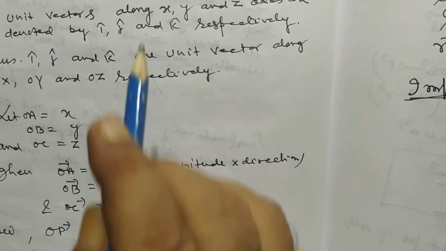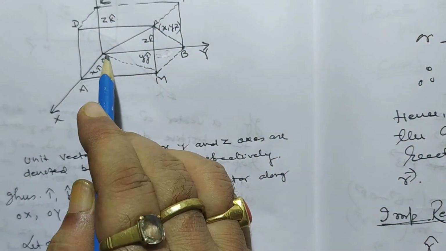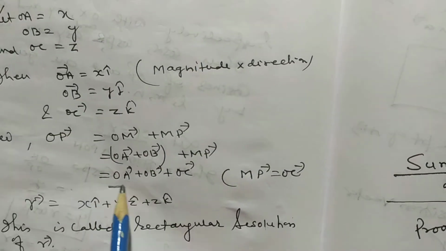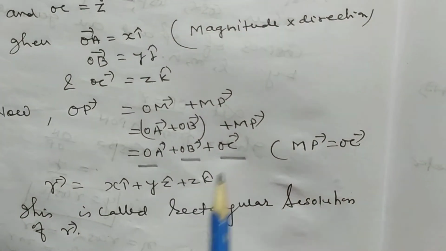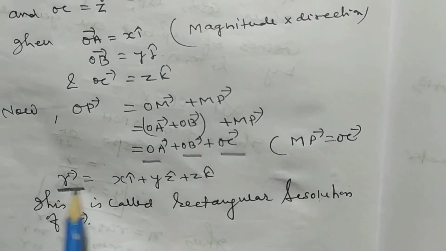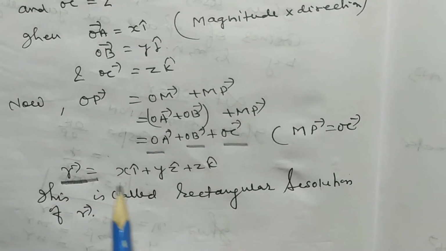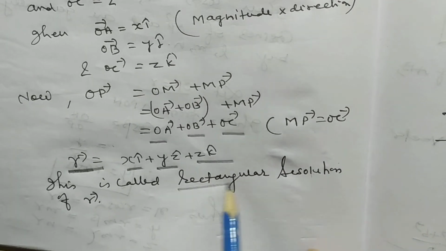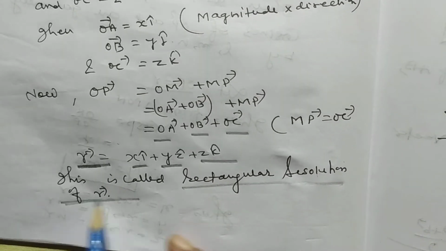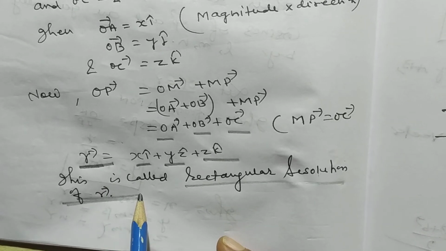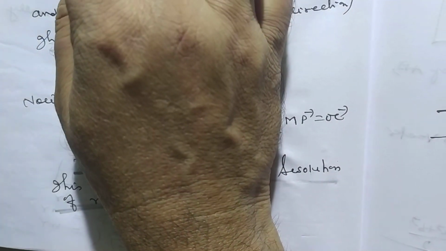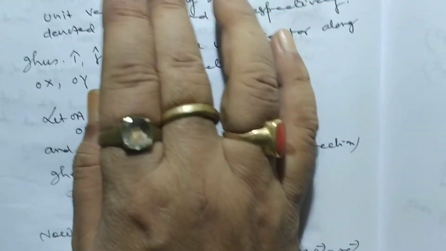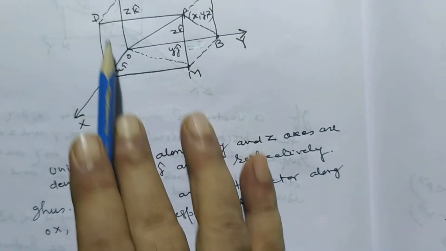And MP is equal to OC. So, we can write vector OP is equal to OA plus OB plus OC. And vector OP is equal to vector R. So, vector R is equal to xi plus yj plus zk. This is called rectangular resolution of R. This is very, very important. So, vector R can be resolved along the x-axis, along the y-axis, and along the z-axis.